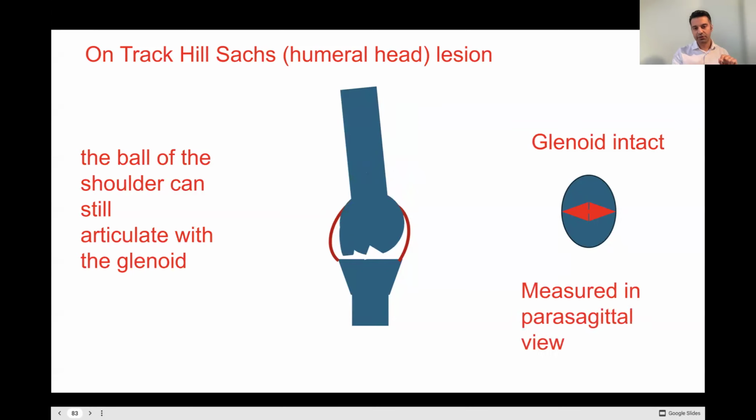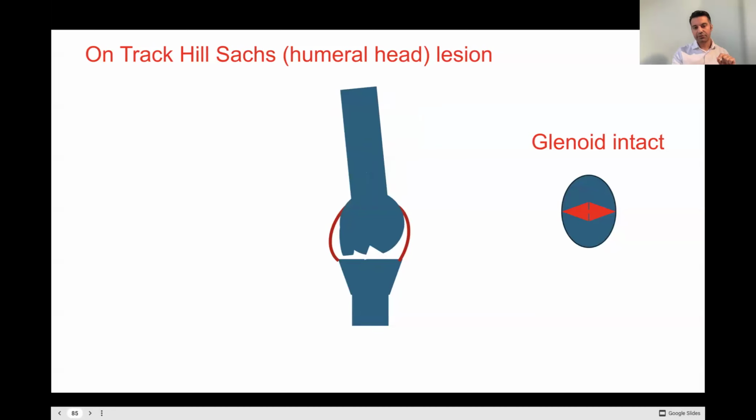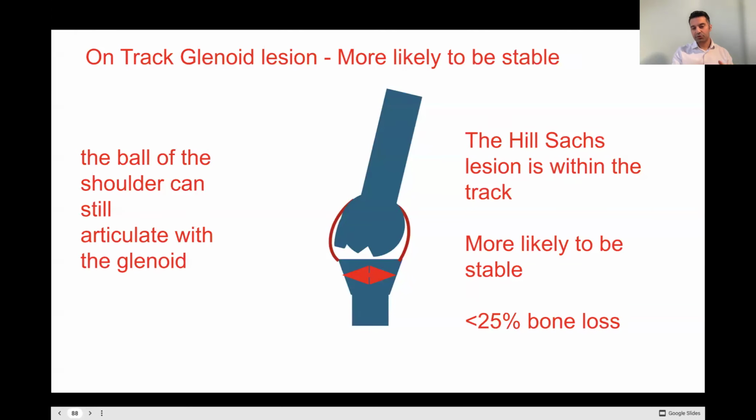If we rock and roll it backwards and forwards, although there is a defect, the shoulder seems relatively stable, and there are different measurements for how much Hill-Sachs lesion you can have before it feels unstable. If you've got a small lesion and it's on track, generally that's better for the shoulder, okay? And then people talk about less than 25% bone loss, and there are various measures that you can go through, and we'll go through that on the course.